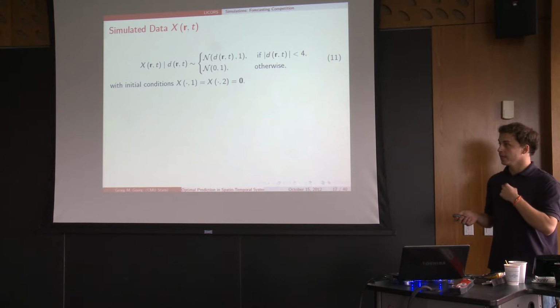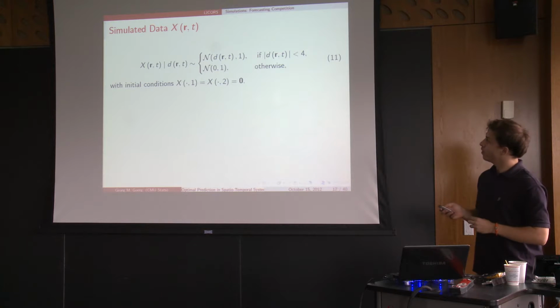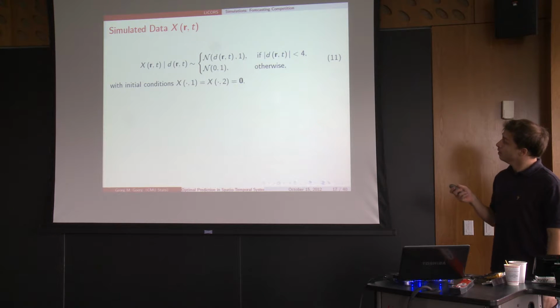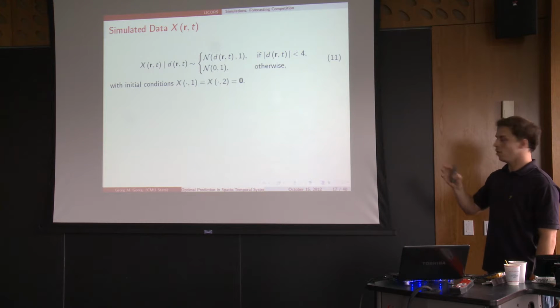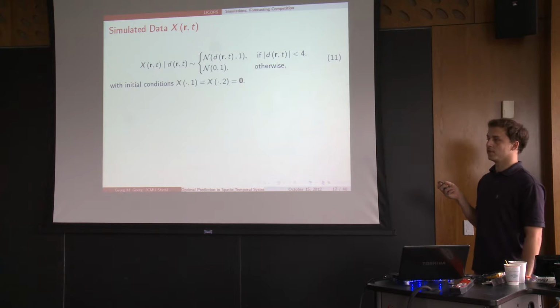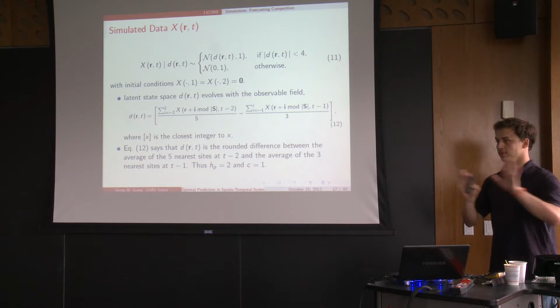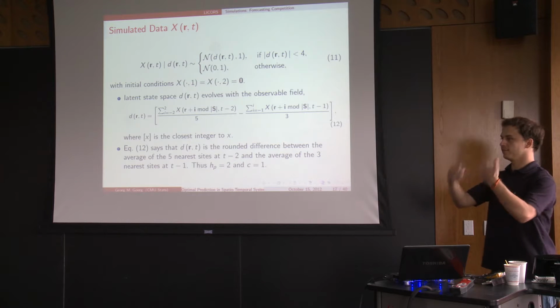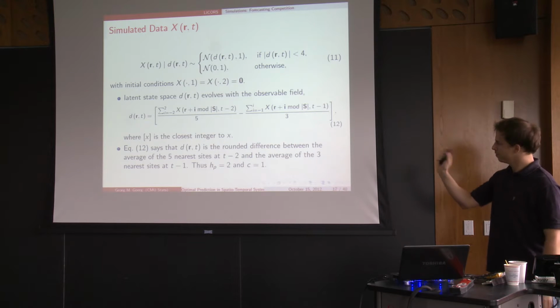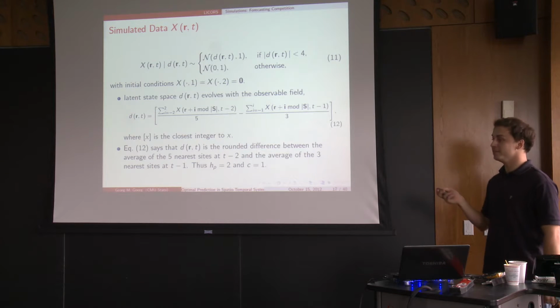Now, how does it work in practice? Simulated data, conditionally Gaussian: x given d is a normal with mean d and variance 1 if d is less than 4, or a normal 0, 1 otherwise. Now the state is not given to us by someone, but it evolves with the field. So I'll just put the equation here, and I'll explain what it means.